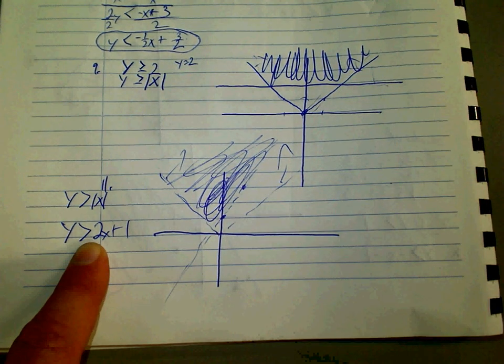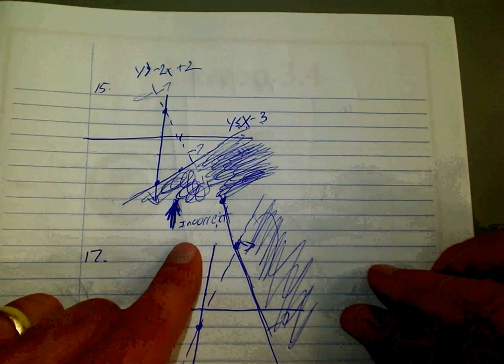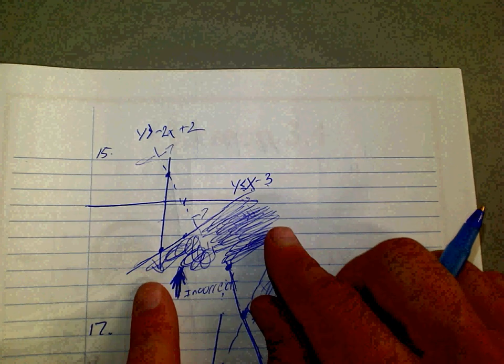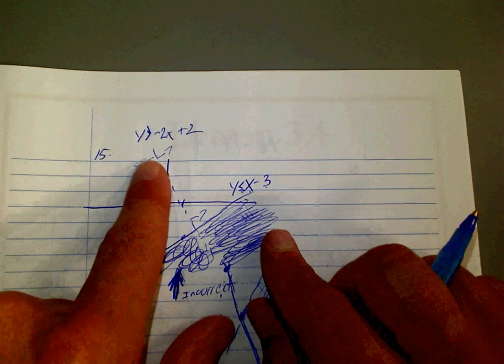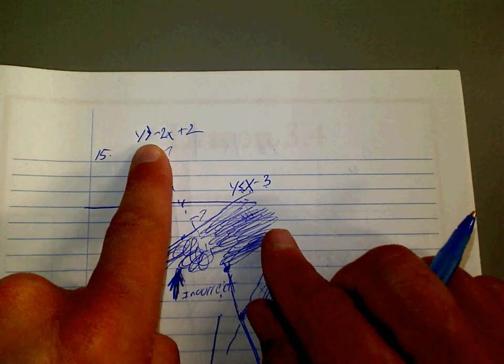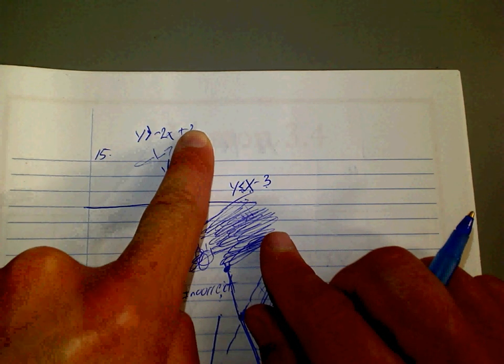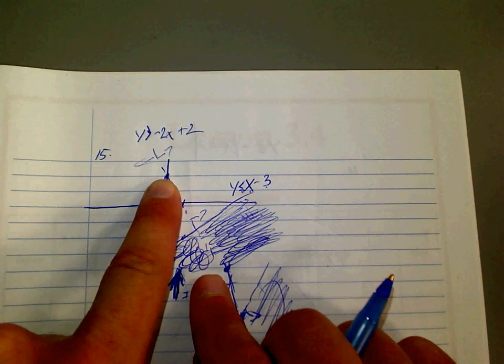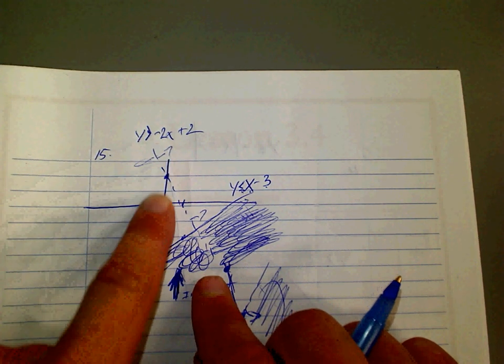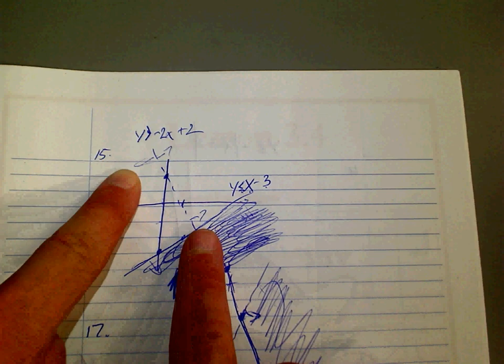All right, we skipped 13. Let's go to 15. This is where you didn't get to yesterday, was it? 15, we have y greater than negative 2x plus 2. There's the y-intercept of 2, the slope of down 2 over 1. So that's the line negative 2x plus 2.